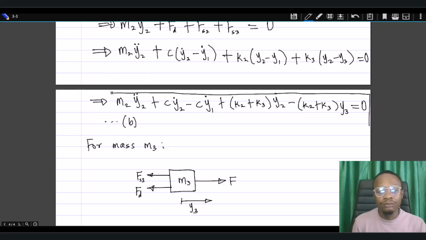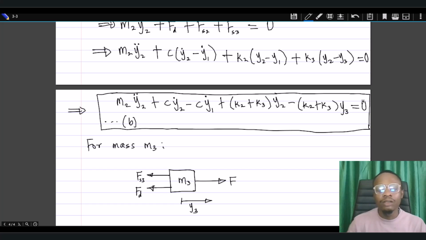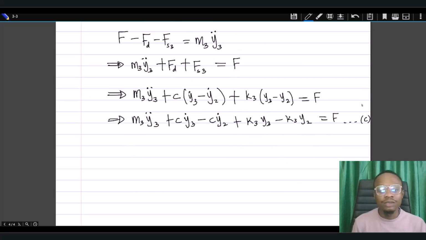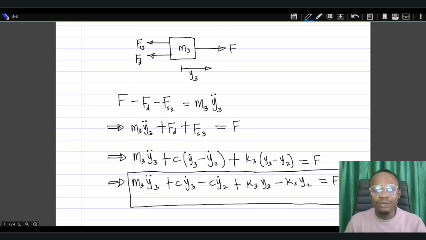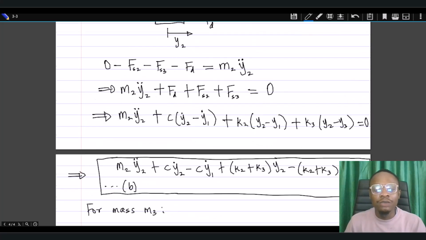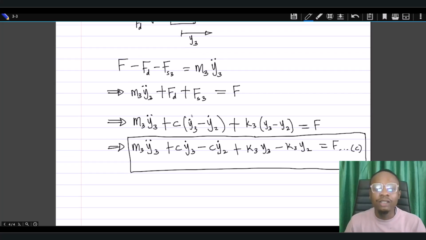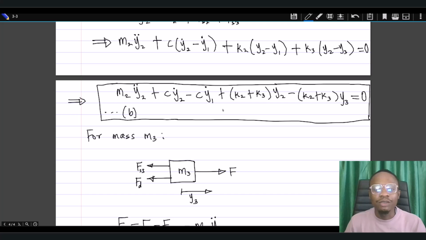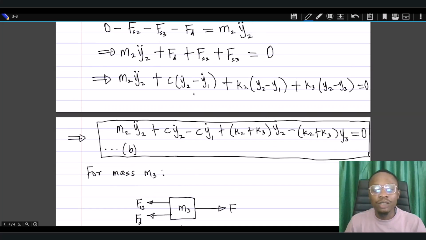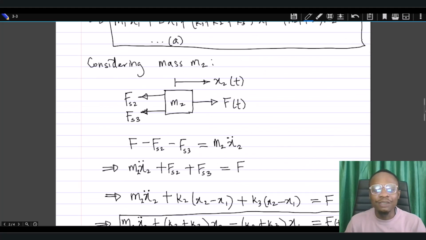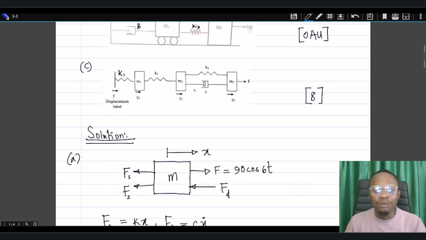Equation b, let's put that here. Then equation c, we just obtained that. Observe the fact that we use y3 minus y2 here because we're dealing with body 3. Y3 should come first, y3 minus y2 here, and this should be y2 minus y3. There's an issue here. Let us correct this, please. This is not meant to be for the force due to the dashpot. This is meant to be y2 dot minus y3 dot.